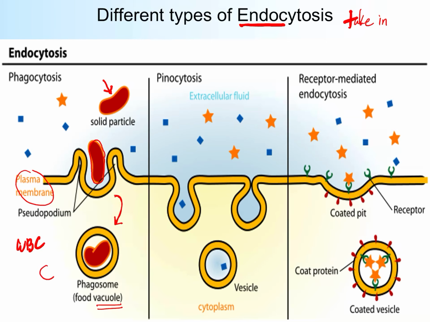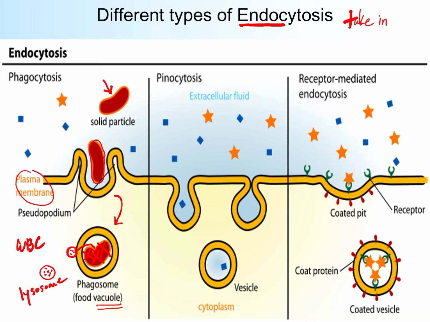So we have to fuse with a lysosome. We haven't gotten there yet today in this lecture, but the lysosome will contain hydrolytic enzymes and a low, acid pH. It'll fuse with that, dump in the enzymes, and then break up that bacteria. So that's the whole process of cell eating.